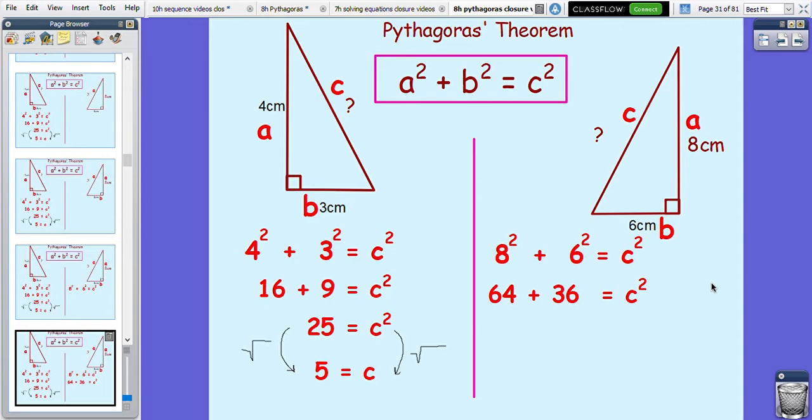Alright, let's do some more maths. 64 plus 36, I know, is 100. So 100 equals c squared. So it tells me this missing length c, if I square it, that gives me 100. What number squared makes 100? Well, square rooting both sides, that tells me that c has to be 10 centimeters. So this missing length is 10 centimeters. I have solved the problem.